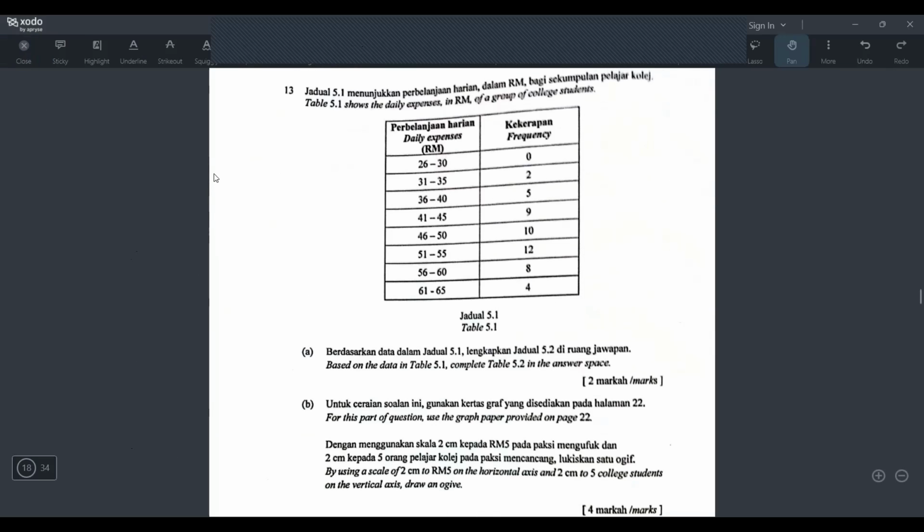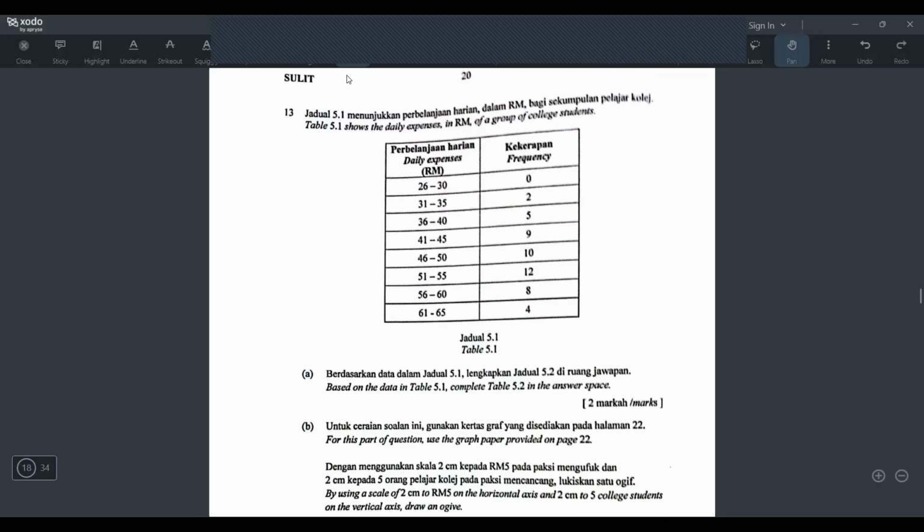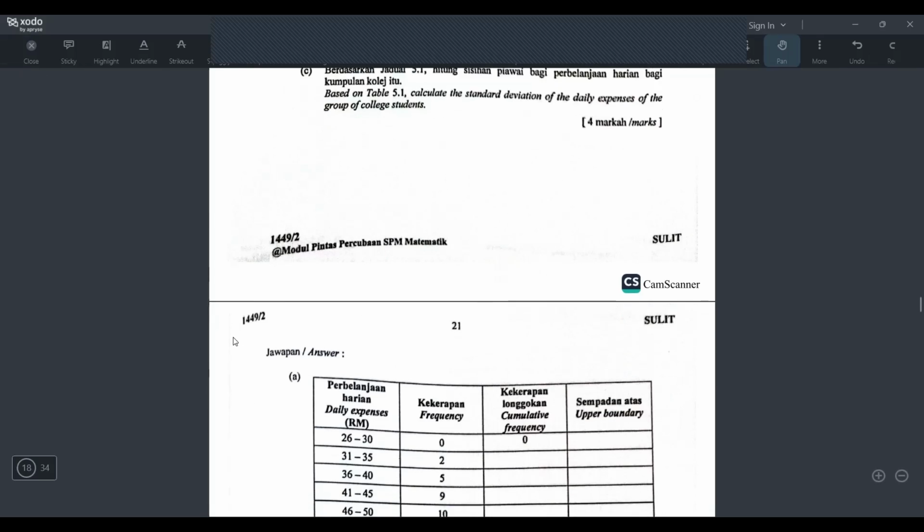Okay, let's continue. Number 13. Table 5.1 shows the daily expenses in RM of a group of college students. I think this is measures of dispersion and it's grouped data. It's grouped data because I saw class here. So A says what? Based on the data in this table, complete Table 5.2 in the answer space. Okay, let's go ahead and find the answer space.